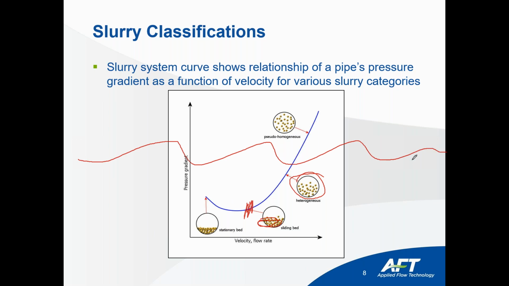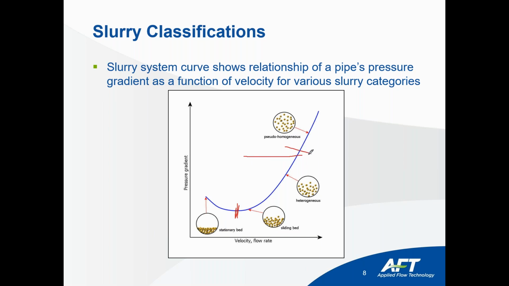And then the case where you definitely want to avoid is this point right here. So the goal is to operate to the right of this curve, because if you start to operate to the left at lower flows where you have higher pressure gradients and this curve begins to increase, that's your stationary bed category. That's where you're plugging up your pipe and it's going to start causing major operational problems.